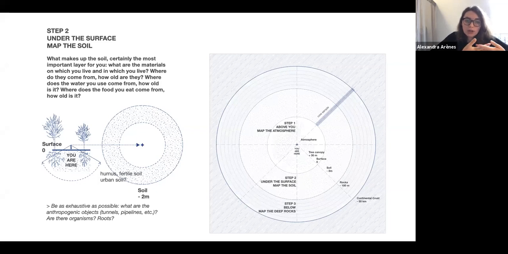What are the anthropogenic objects? Are there tunnels, pipelines, etc., if you are in an urban context? Are there organisms? Are there roots? What are the other tiny elements that you can't see with a map, but maybe if you try to see down there, you can imagine what is inside and what is under our feet.